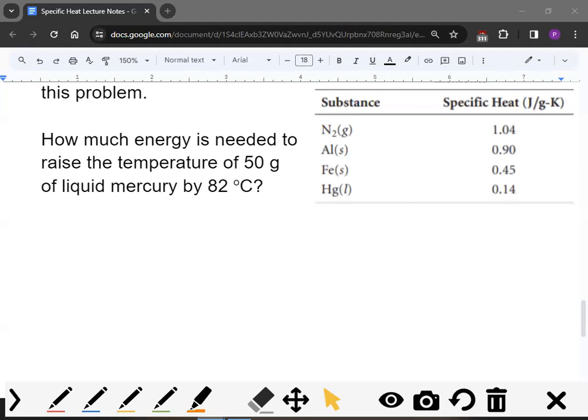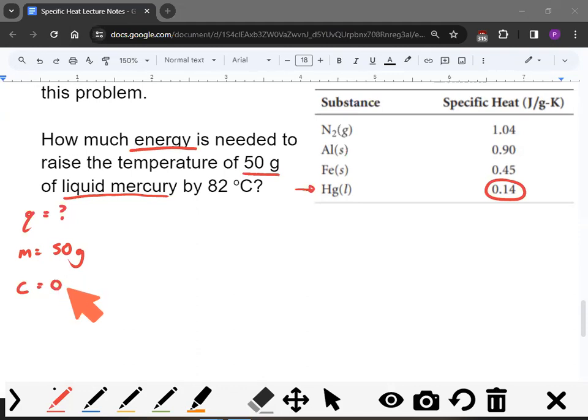Alrighty, so if you take a look at this problem, it's asking us how much energy. So that means that we are looking for Q in this problem. It's asking how much energy do you need to raise the temperature of 50 grams, and so our mass here is 50 g. And then it's telling us that it's liquid mercury. If you guys take a look at this table, we got liquid mercury right here, and it tells us the specific heat is 0.14. So that means that C is going to equal 0.14.